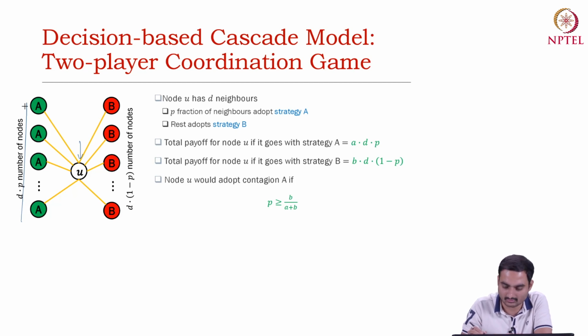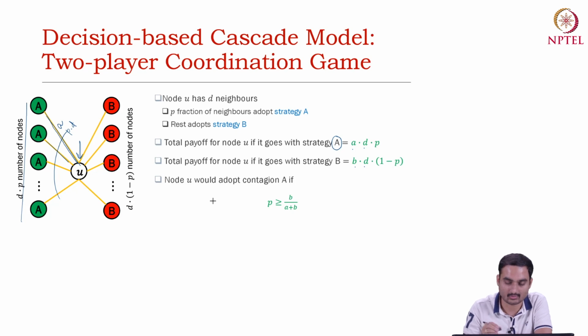So, if U adopts A, what would be the total payoff? U's payoff would be, now remember, for each of these adoptions you will get a payoff of small a, right? And how many such links are there? There are P times d links. Okay. So, total payoff would be a times d times P, right? If U adopts B, then the total payoff would be b times d times 1 minus P, right?